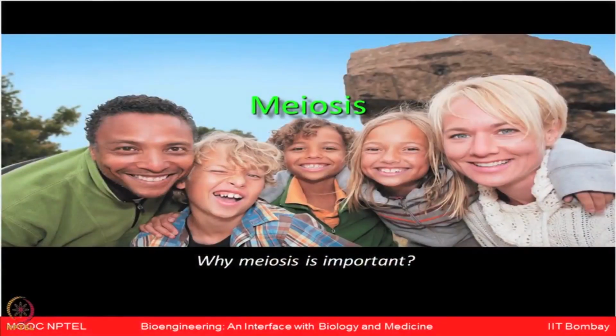Now, let us move on to another important process, which is meiosis. What is meiosis and why is meiosis important? Think about cells dividing, and in the case of meiosis, the number of chromosomes is getting reduced by half. If the process were so mechanical, then every offspring from the same parents would look exactly the same, right?